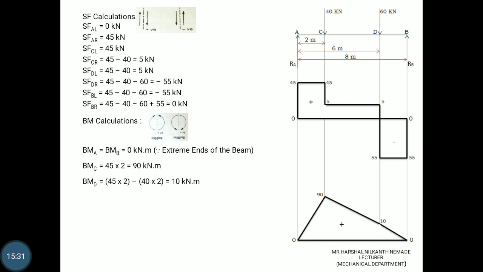So upward portion will be positive and downward portion will be negative. Bending moment calculation.